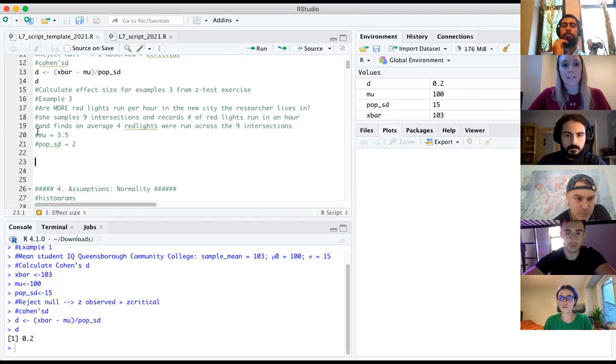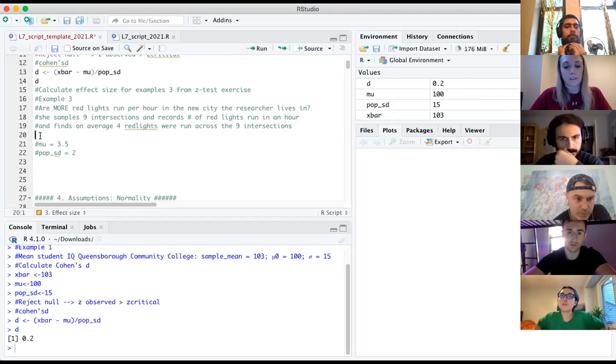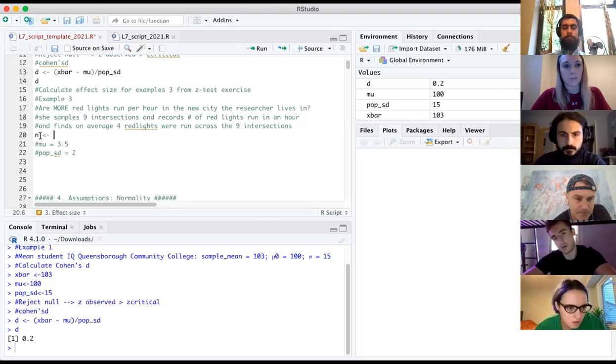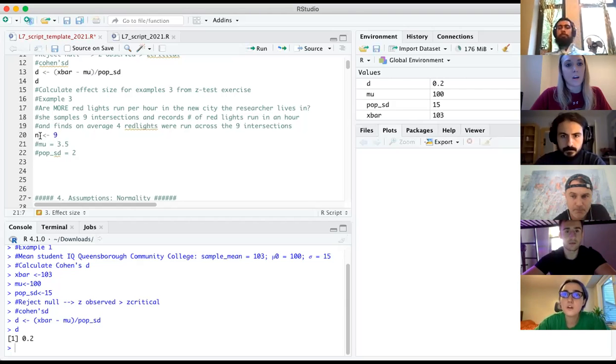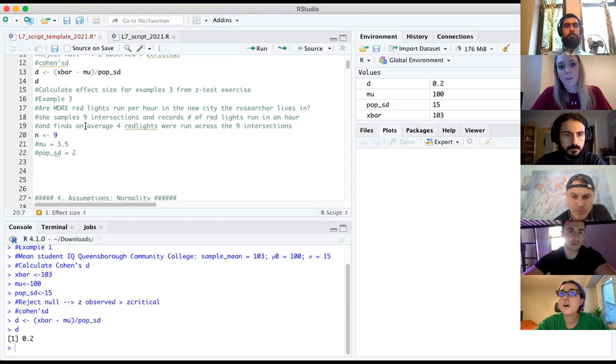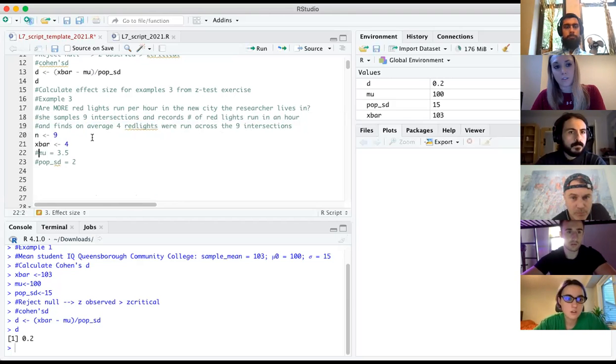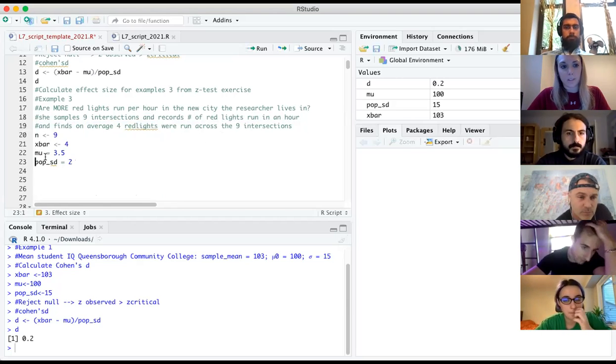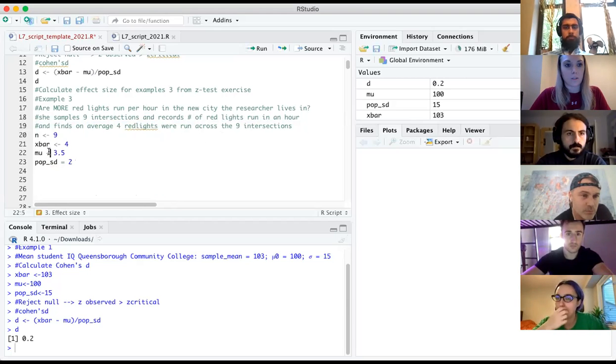So what is our sample size? 9. And then we record the number of lights run in an hour. We find on average 4 red lights were run across the 9 intersections. So on average, 4 red lights from our sample. So what does our sample mean? 4. And then I've already included in here that the population average is 3.5 per hour, and the population standard deviation is 2.